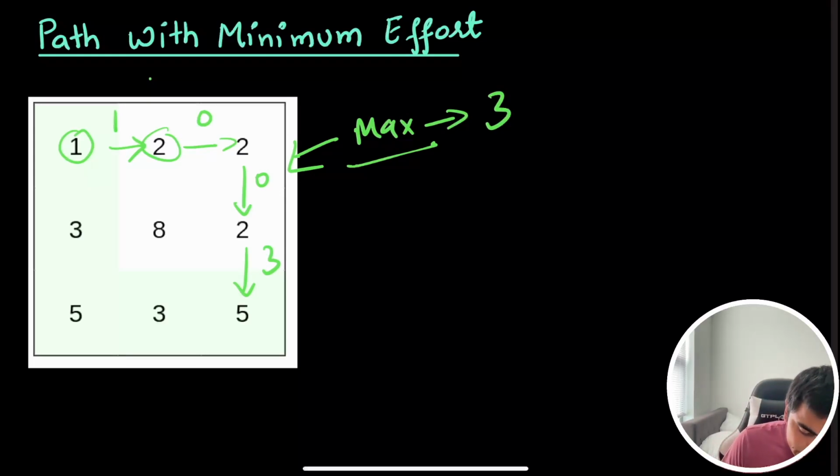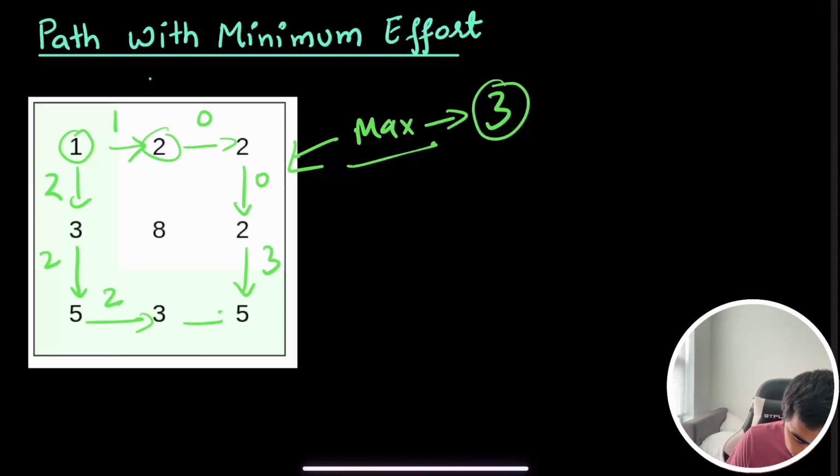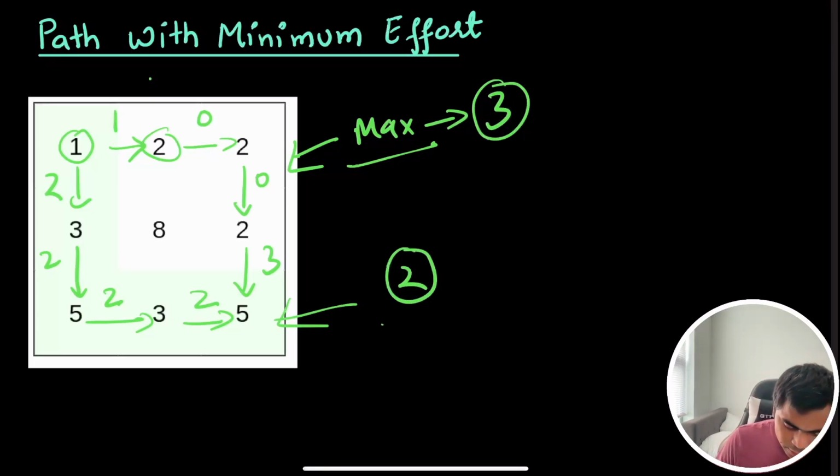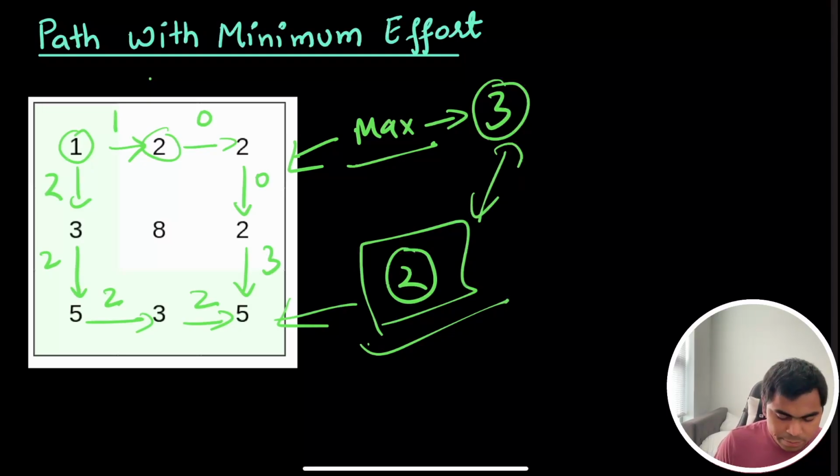So this path has the effort 3, but let's say we choose some other path, from 1 to 3. The effort from 1 to 3 is 2, because that's the difference. From 3 to 5, that's also 2. From 5 to 3, the difference is 2. 3 to 5, this is also 2. So if you see right here, the max effort that we have seen so far is 2 in this path. So this is actually less than 3, so this is a better route for ourselves.